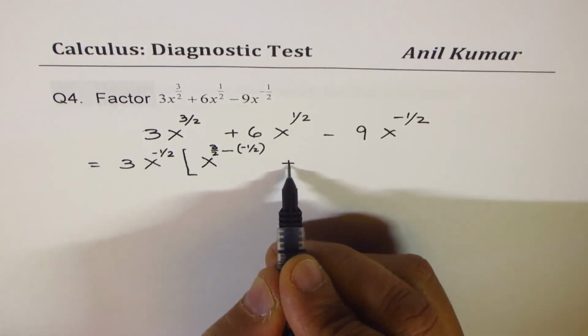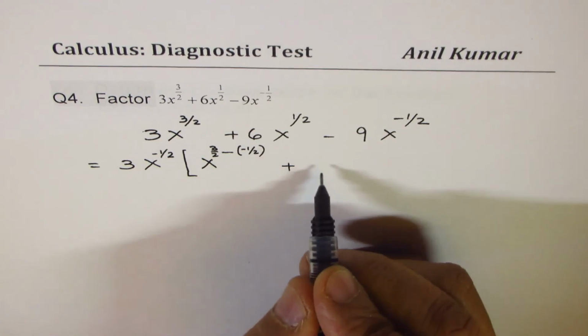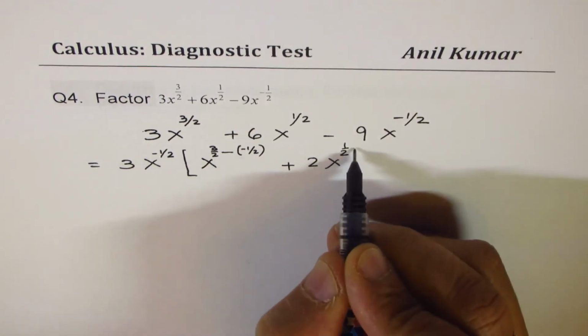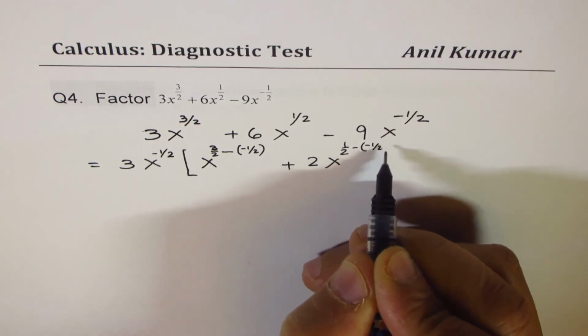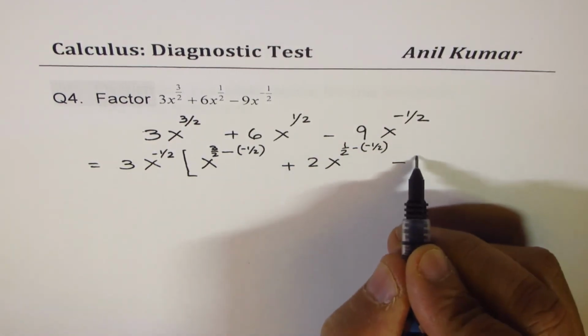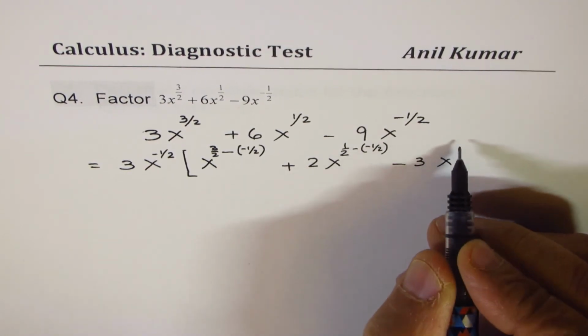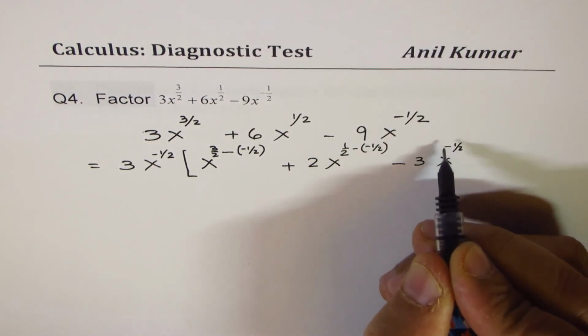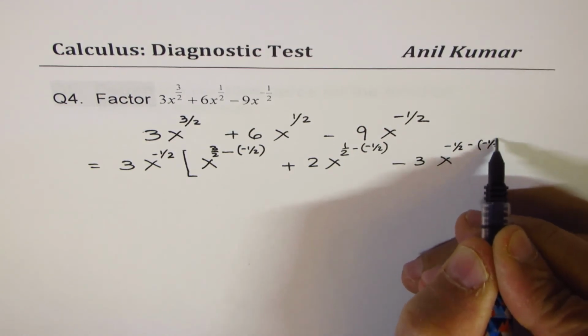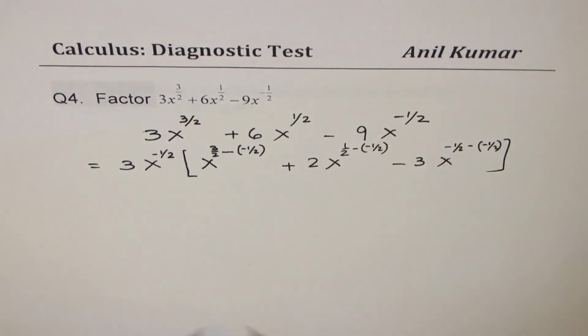Okay. Now the next term is 6 divided by 3, which is 2. x to the power of half minus minus half, correct? And the last term will be 9 divided by 3, which is 3. x to the power of minus half, which we actually factored out, but let me write minus half, correct? This is what you get.